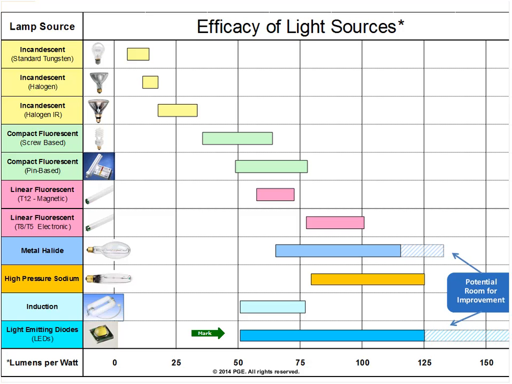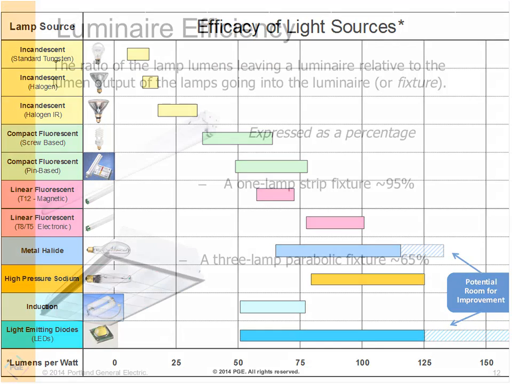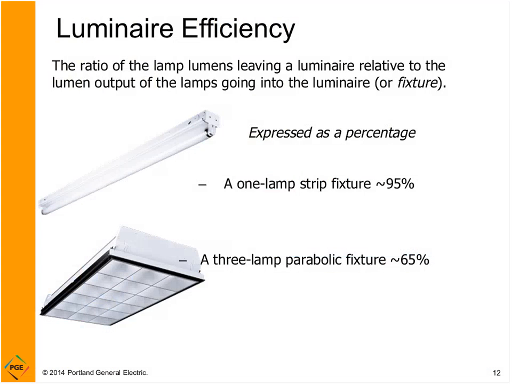So next we're going to see which fixtures allow the most light to actually escape the fixture and even have a chance to reach the work plane. Electric light sources are going to be housed in some sort of luminaire or fixture. So picking the right one is very important. And luminaire efficiency is the ratio of the lamp lumens leaving a luminaire relative to the lumen output of the lamps going into the luminaire. And this is expressed again as a percentage.